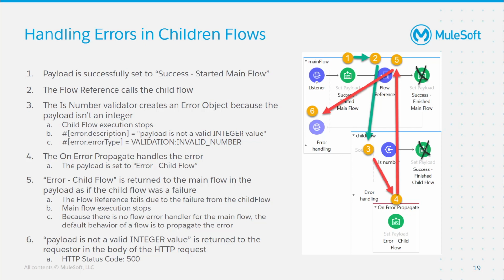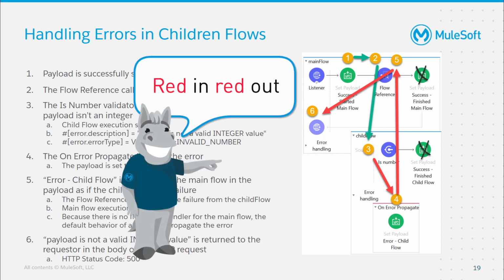In this case, the isNumber validator will fail, and therefore the set payload in the child flow will not execute, just as we had in the previous example. Also, the set payload in the on-error propagate will execute, except this time, the error object will be passed to the requesting flow, in this case the main flow. The reason for this is that we now have an on-error propagate, which is read in, read out.